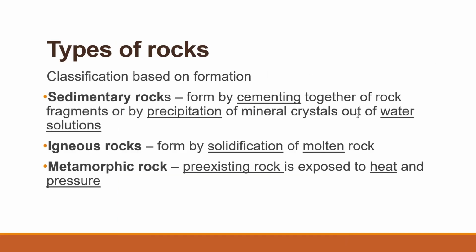So we have different types of rock. It's based on how it's formed. I mentioned this already slightly. So sedimentary rocks are formed by cementing together rock fragments. So those would be clastic rocks, or by precipitation of mineral crystals out of water solutions. So sedimentary rocks are defined as being parts of previously existing rocks that come together. Igneous rocks form by solidification of molten material. So you have fully melted material and then it cools and solidifies. Metamorphic rocks are where pre-existing rock is exposed to heat and pressure and it will change the rock without fully melting it into a new type of rock.